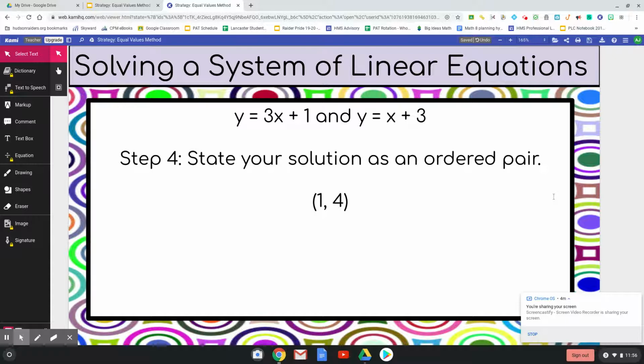Now we can state our solution as an ordered pair. Our x value was 1, as we solved in step 2, and in step 3 we solved for y and got 4. So our ordered pair is (1, 4).